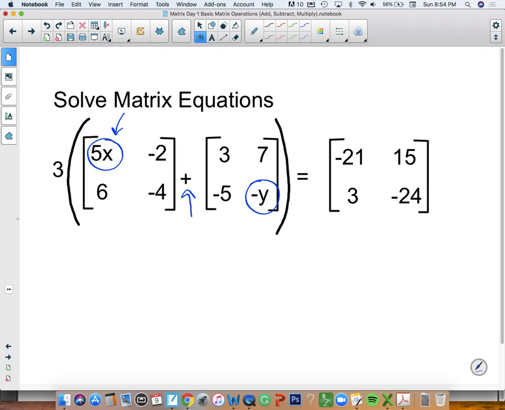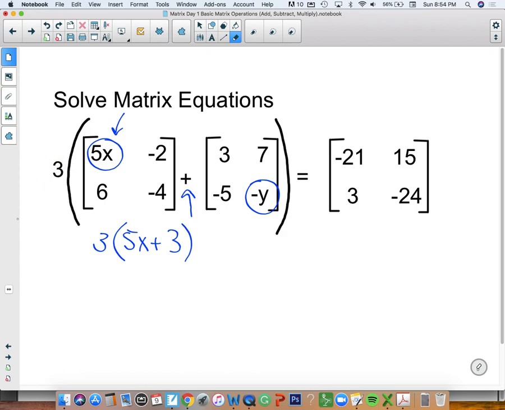Well, if I took this matrix here and I added it with that one, then this is what I would have. I would have 5x plus 3 because we had those corresponding areas, right? So if I did the 5x plus 3, then the next step that would come would be that scalar multiplication out in front. So now it's kind of starting to come together.